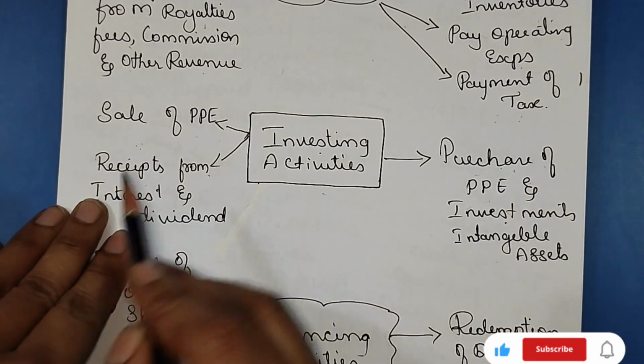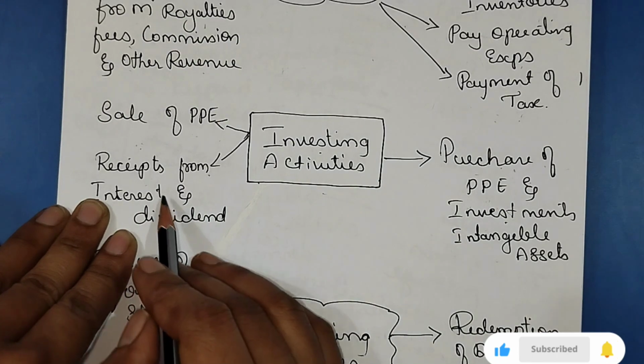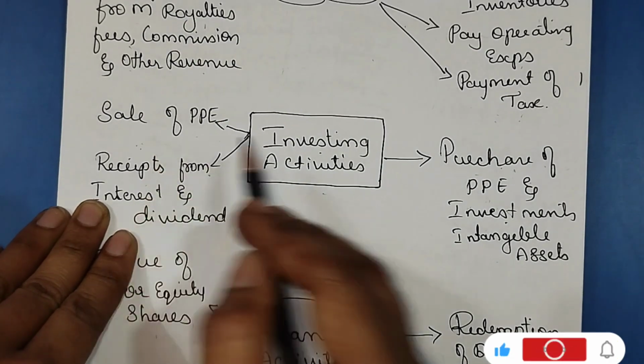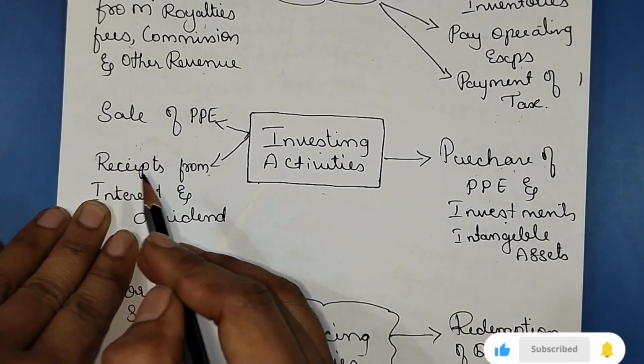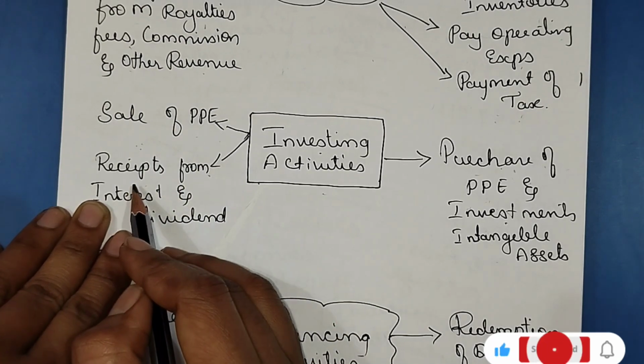Sales we are adding. The machinery or whatever asset you have sold is going out, but instead of that asset you are receiving cash back.